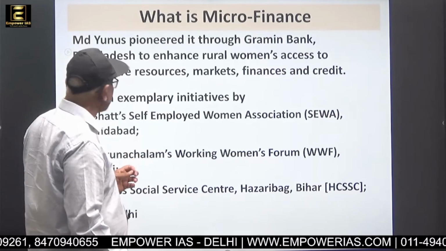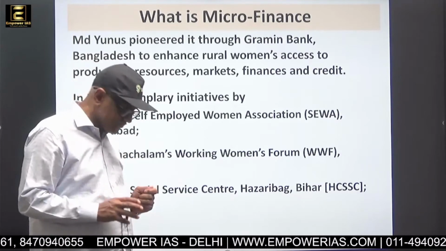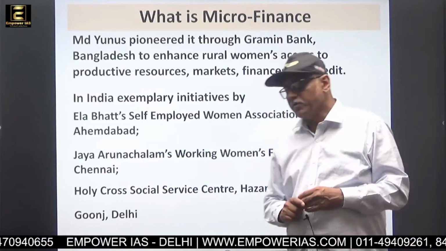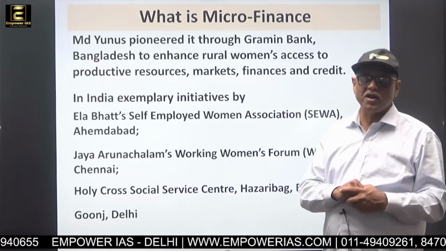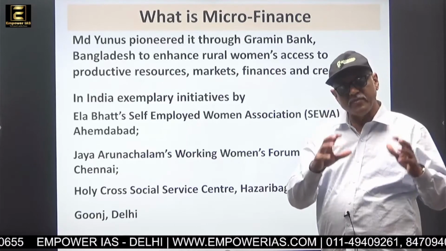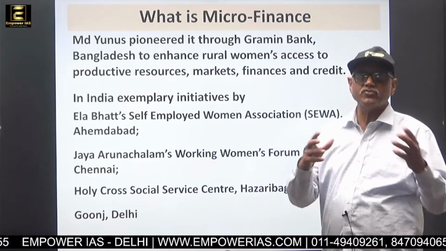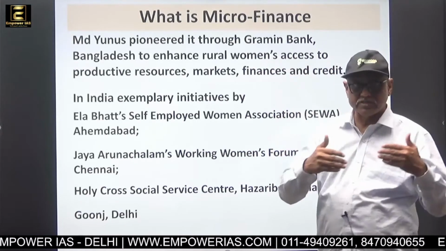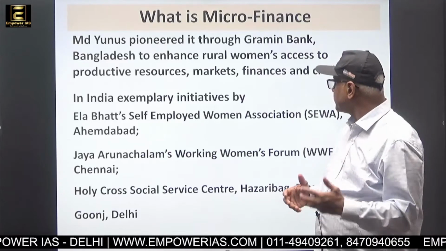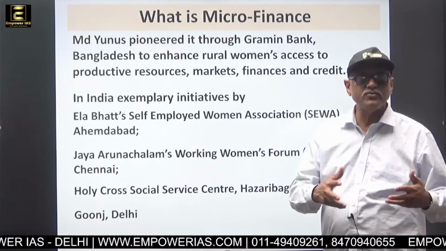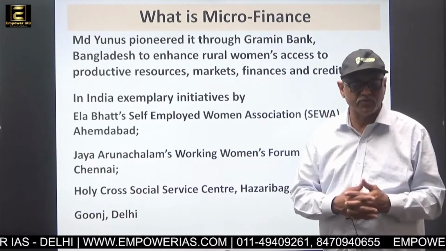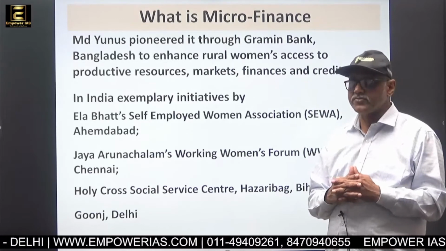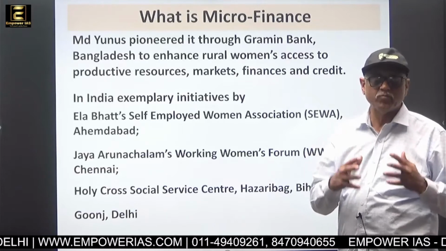And there is a person called Muhammad Yunus in Bangladesh, who is an economist. He got Nobel Prize because through Grameen Bank of Bangladesh, he first made an experiment and it became so successful. And what it is, rural women's access to productive resources, markets, finances and credit. So that is what he experimented and it became successful. That is how in the mid-70s, his experiments gave us hope that this may be possible.